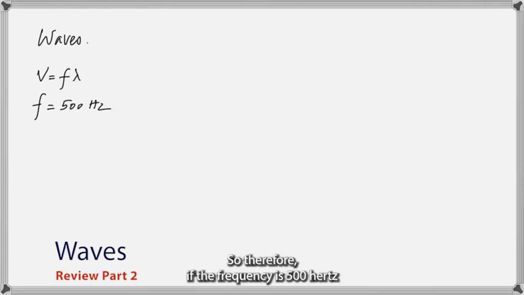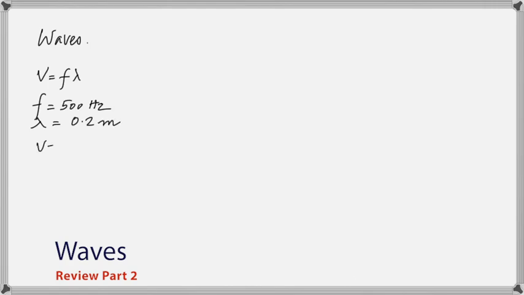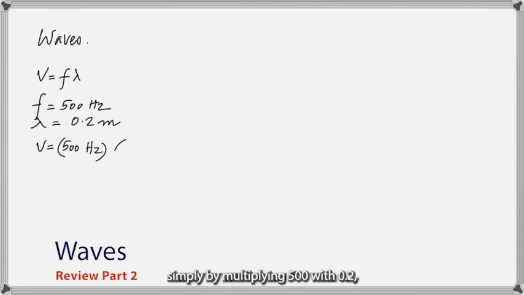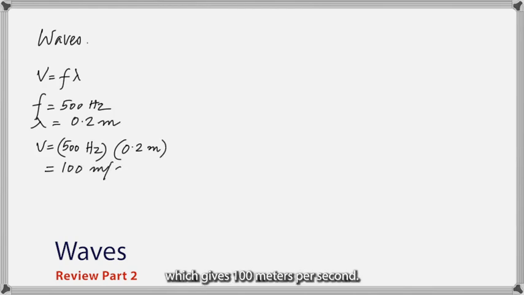So therefore, if the frequency is 500 hertz, and the wavelength is 0.2 meter, we can calculate the velocity of the wave simply by multiplying 500 with 0.2, which gives 100 meter per second. So that's a basic formula for speed of a wave.